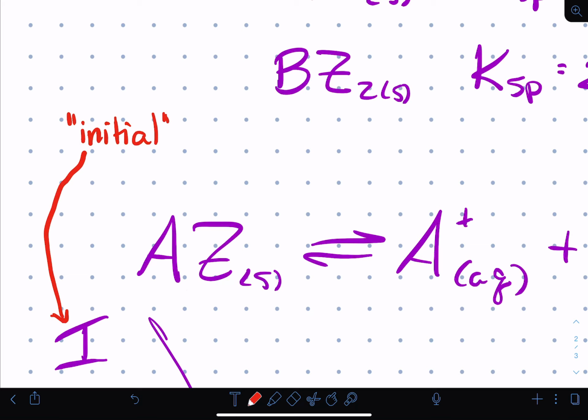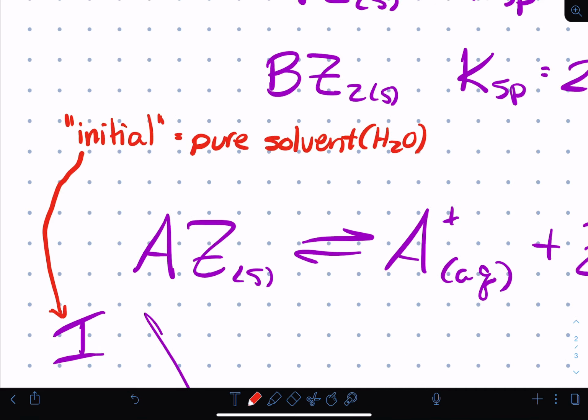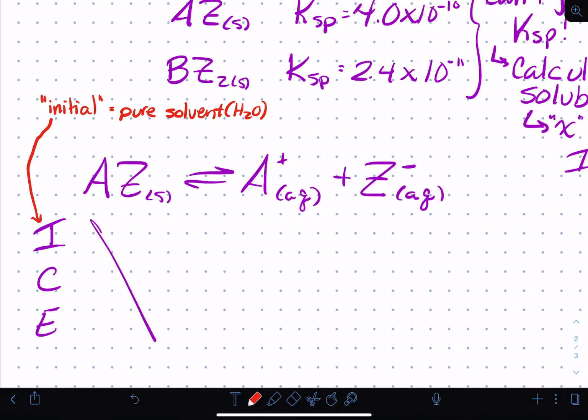So in the case of solubility equilibria, the initial state always represents the pure solvent, which in this case is water. So in pure water, we have no A ions, we have no Z ions. We don't know what they are, but they're not in water. In most cases, your pure solvent is going to be water. Not always, we'll deal with that in the next lesson. But if you're just dissolving it in water, your initial ion concentrations are typically going to be 0. You don't have any stuff already dissolved, there's nothing in there.